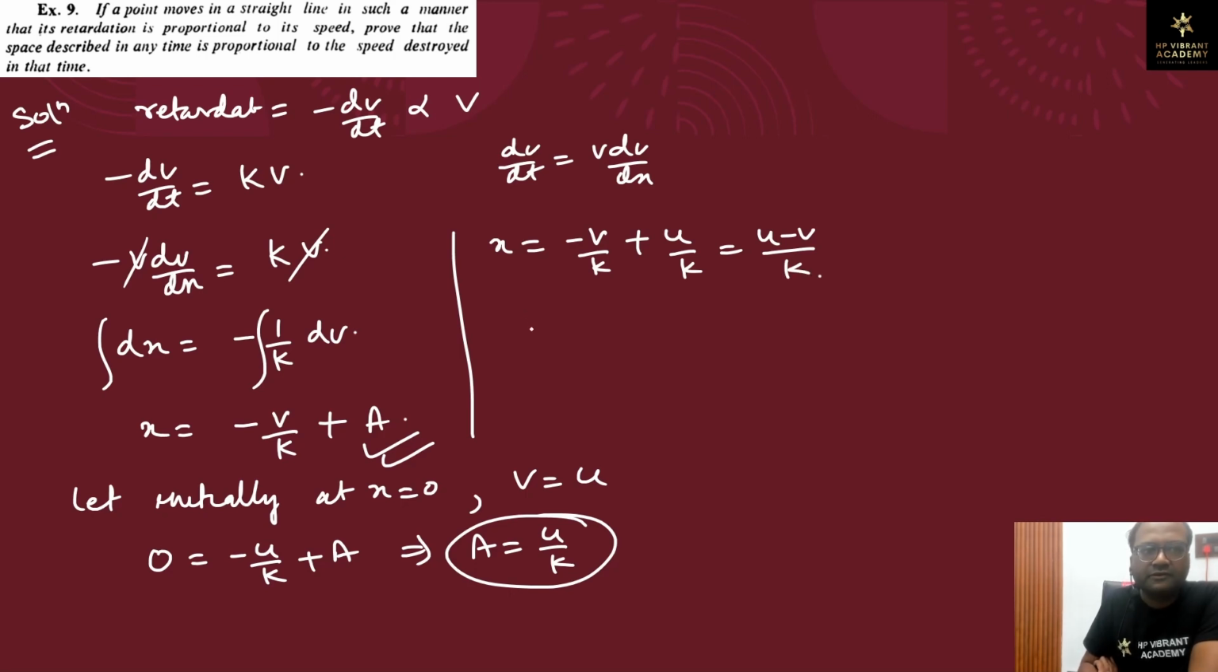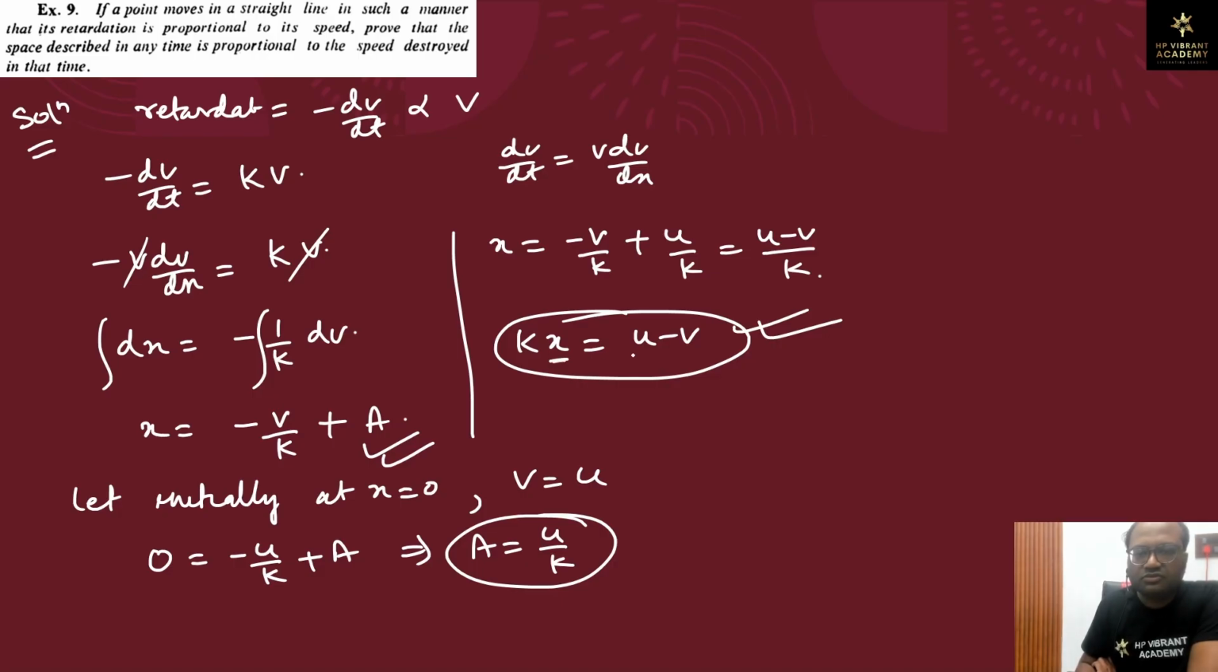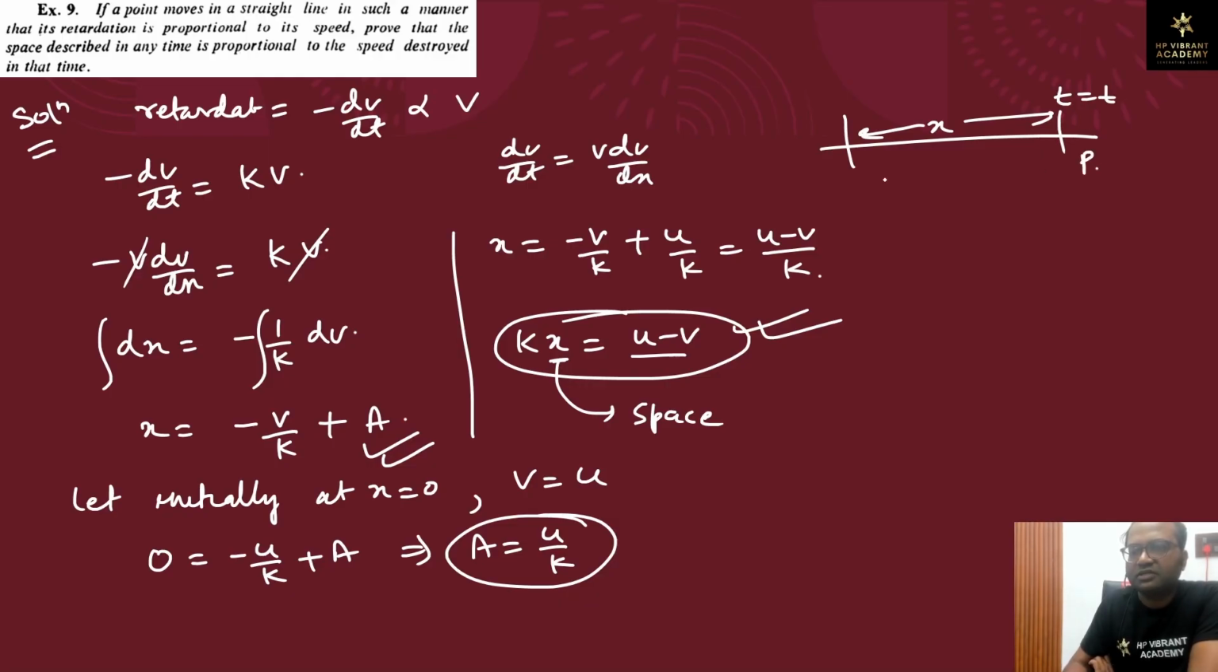So we have k into x is equal to u minus v. What is this expression? This expression shows that x is the space. At a time t, we have the position as x. This is the position of the particle at time t, and this is the origin. So x is equal to the space described by the particle at time t.